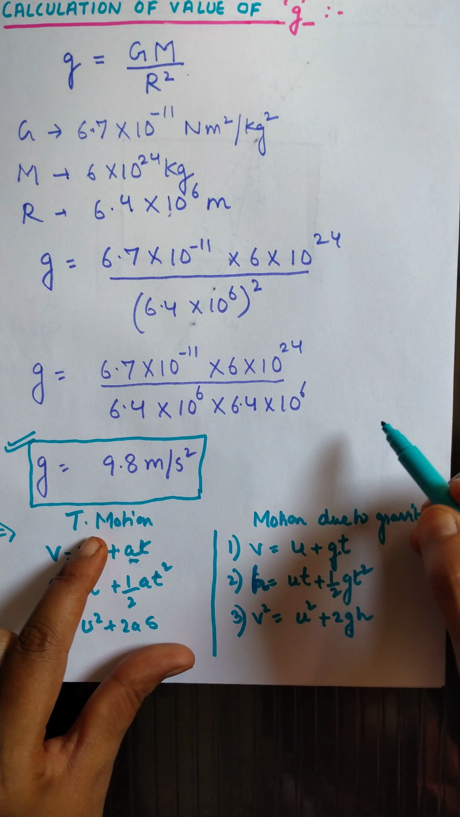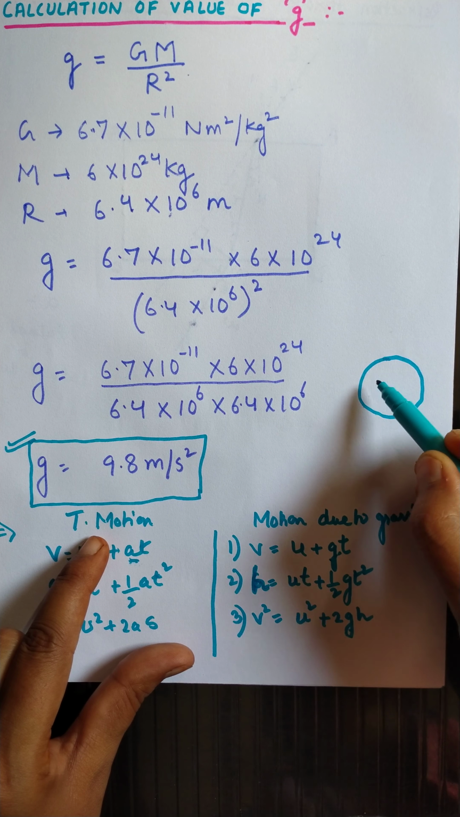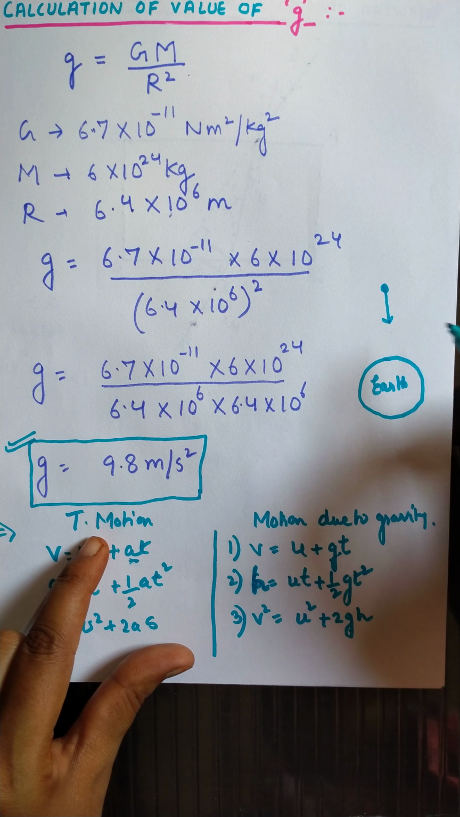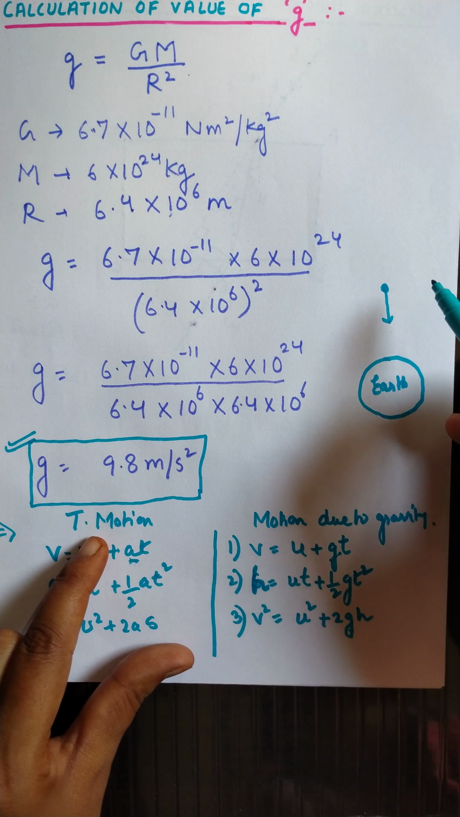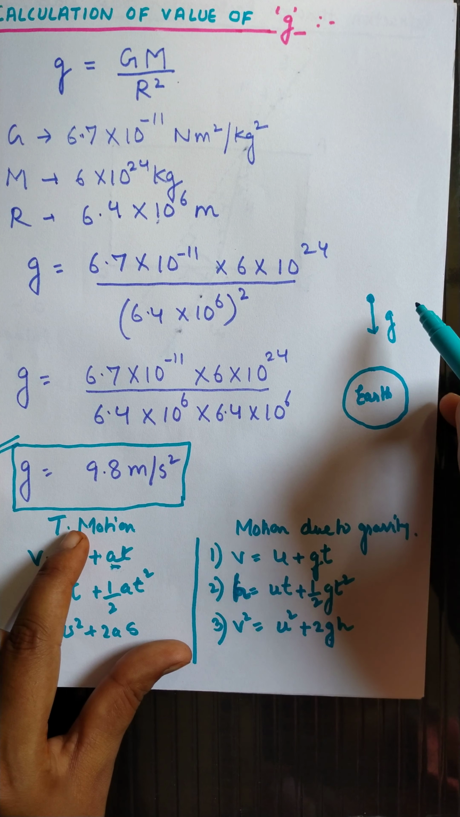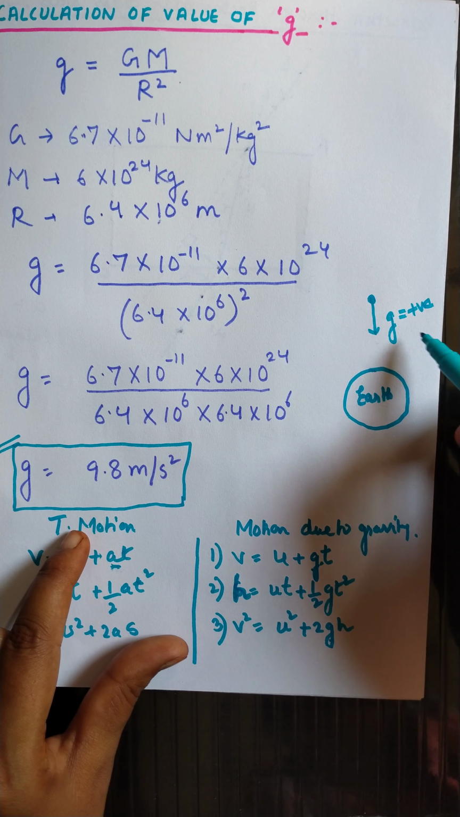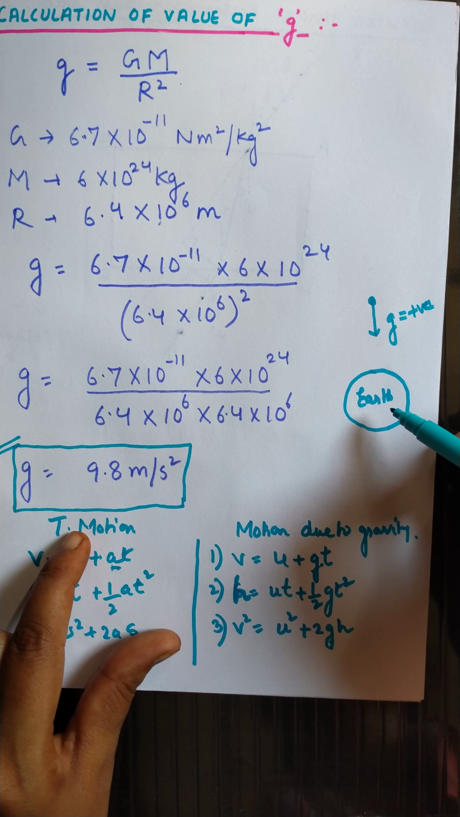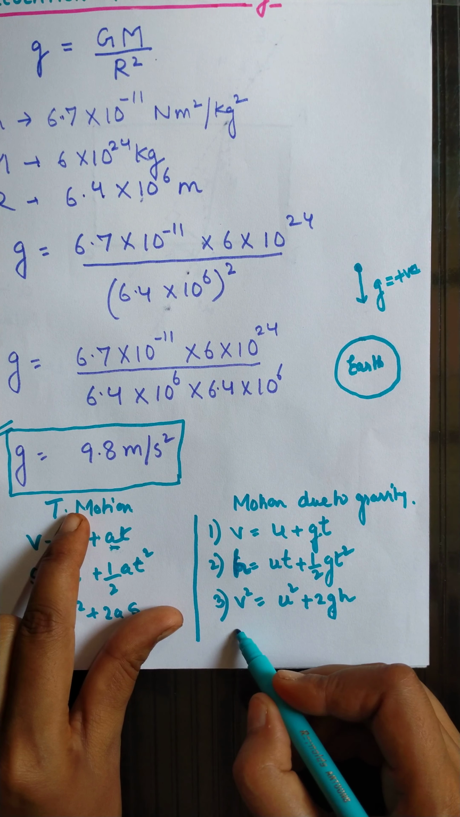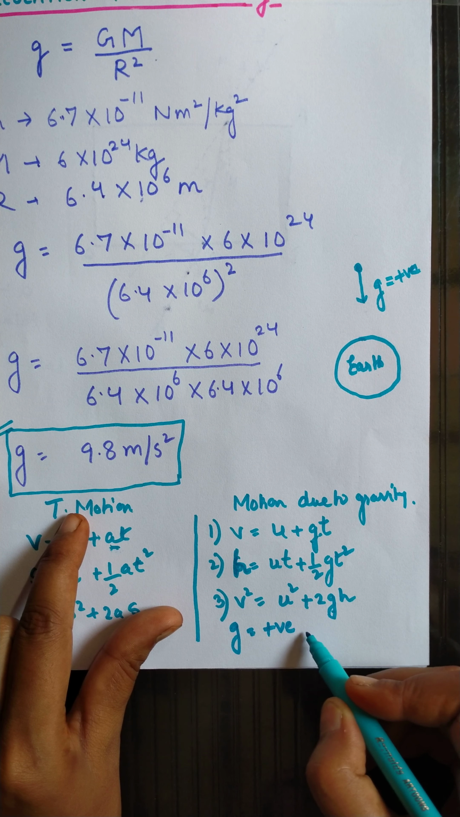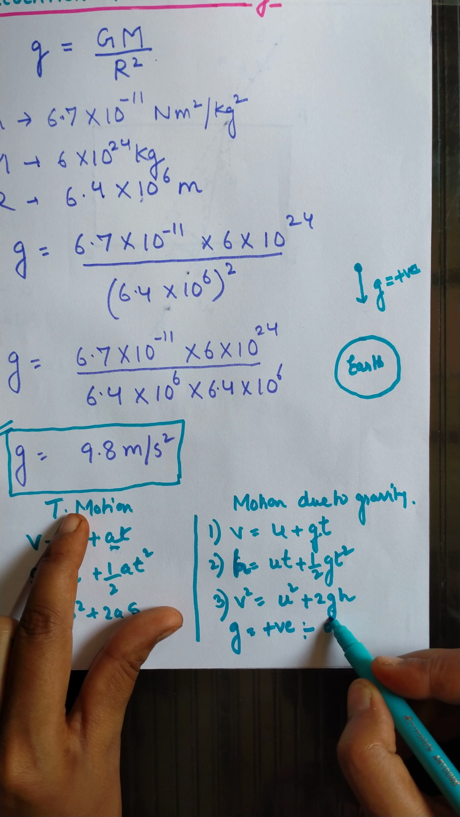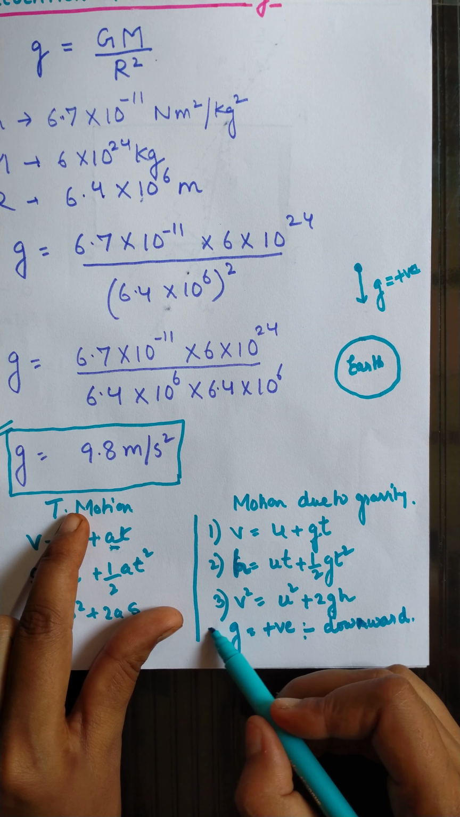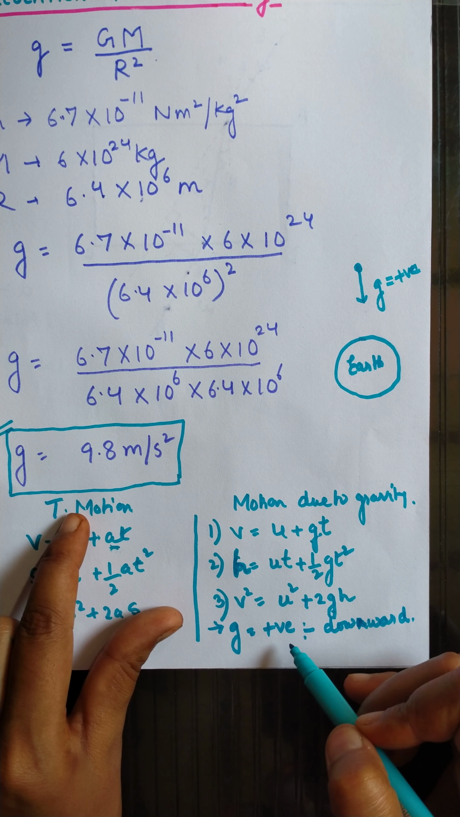You have to remember one thing, students: suppose this is the earth, and if any object is moving towards the earth, in that case it is moving towards gravity, so you have to take the value of g positive, because the object is continuously accelerating. So towards the earth you take g positive. G will be positive when the object moves towards the earth or downwards.